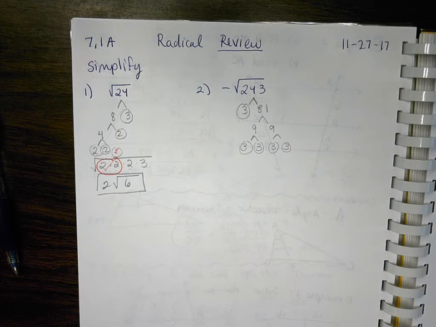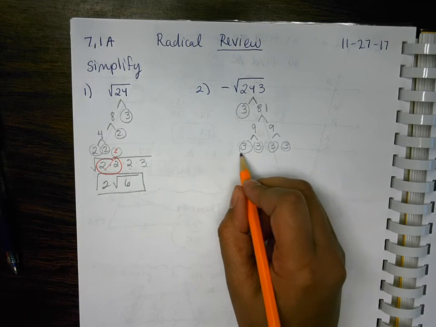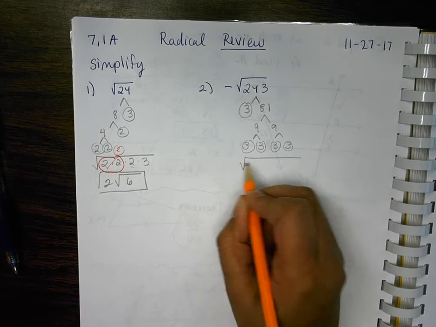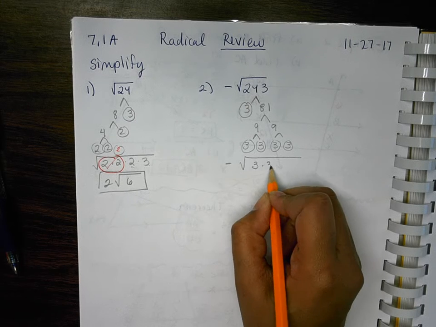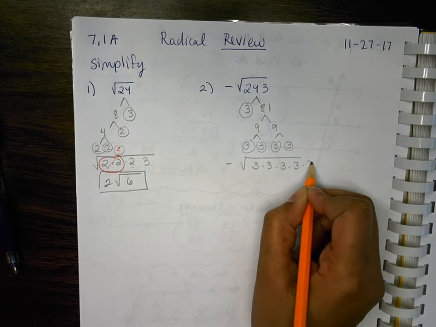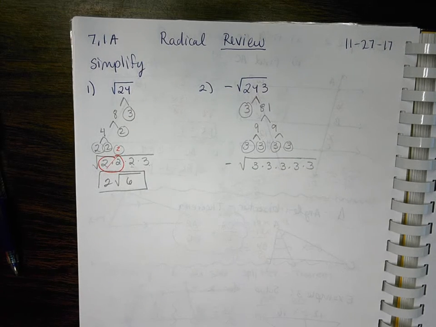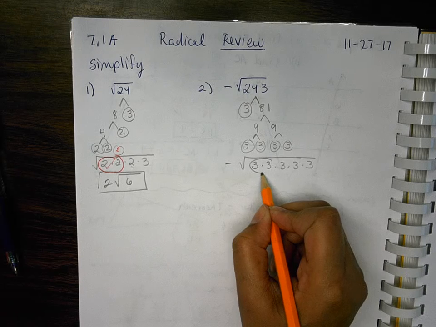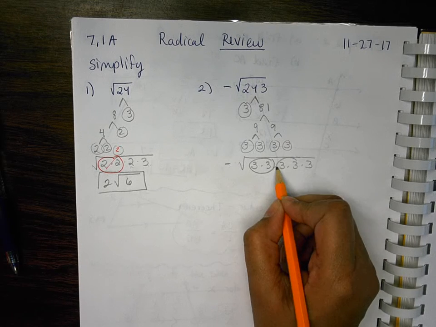All right, how many 3s? 1, 2, 3, 4, 5. Is that enough for all of them to come out? Or will 1 be left behind? 1 will be left, right, because it's odd. You agree? If you're taking out pairs, yes, 1 will be left behind. Okay, so this comes out, and this one comes out.